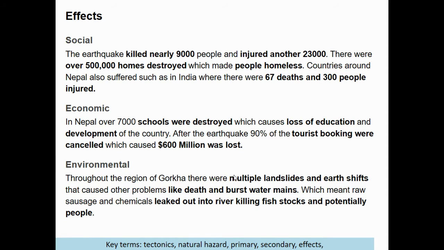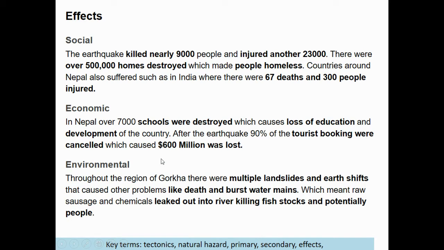Okay, and that was different to the one in New Zealand. The one in New Zealand, it only really affected the one city, Christchurch. Okay, but still, a lot of people were dead, a lot of people were injured. So there's a similarity there, but the numbers are different. Okay, nearly 9,000 people have been killed by the Nepal earthquake. That was a massive difference to the 65 in Christchurch.